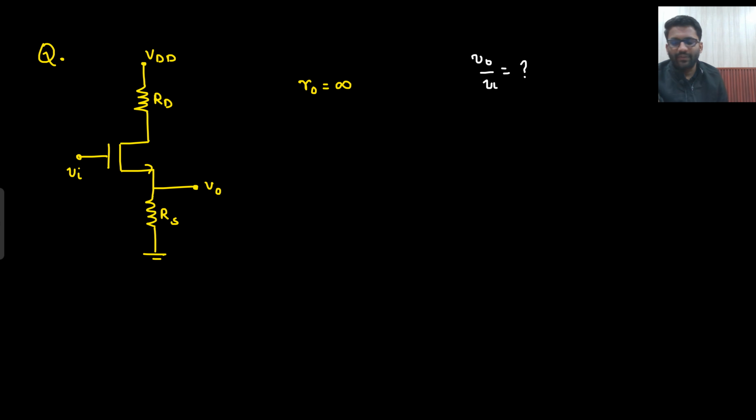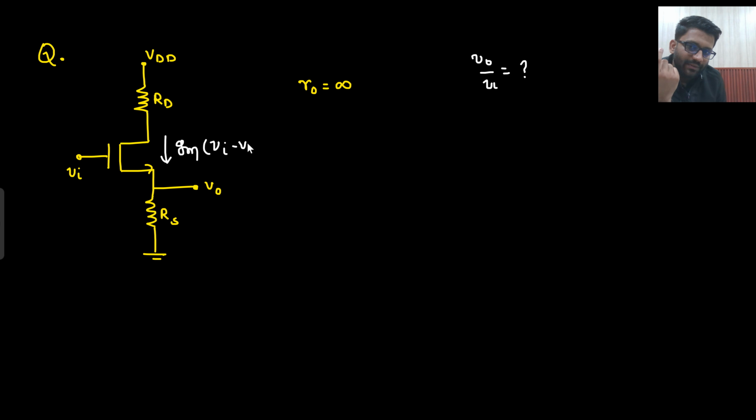So the previous question was having all the calculation correct. Now let's start with this one. So V naught by V in I need to find. Okay. So how will I find that? Very easy actually, but R naught is infinity. Okay, R naught is also given infinity. Again, it is very easy. How? What is the current here? Can I write down the current? Yes, I can write down the current. What will be the current?